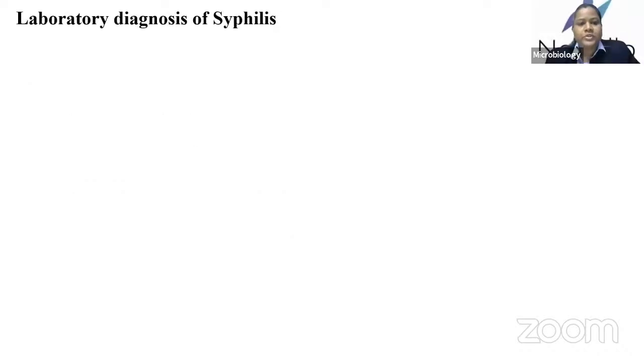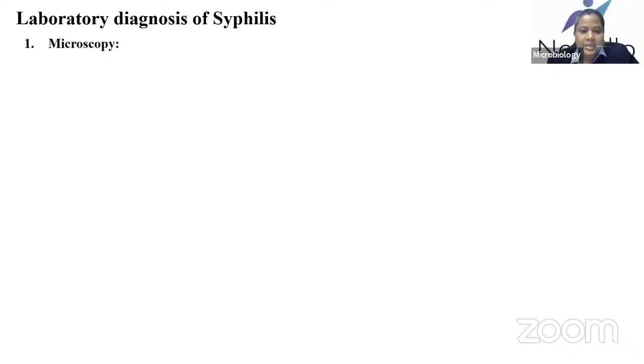So now we'll move on to the laboratory diagnosis of syphilis. The dermatology doctor has rightly mentioned there are different stages of syphilis. Since now we are talking about the genital ulcer, in the primary stage you have the genital ulcer. Basically, the diagnosis of syphilis is mainly dependent on serology.